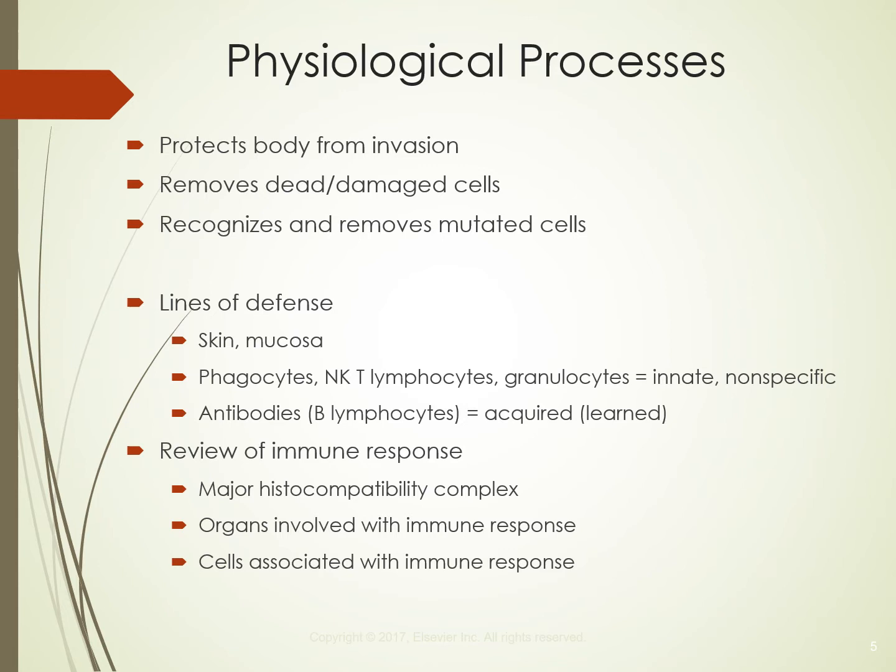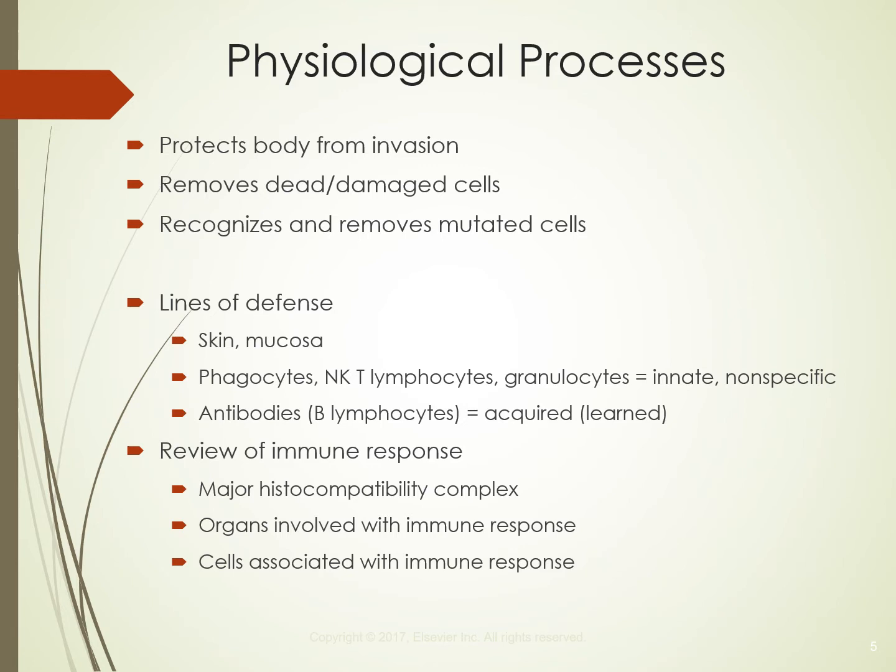To accomplish these functions, the immune system reacts with three lines of defense. The first line is the skin boundary surfaces, including mucous membranes, enzymes, natural microbial flora, and complement proteins. The second line of defense is accomplished by the activities of phagocytes, natural killer T cell lymphocytes, and granulocytes and macrophages, providing innate, nonspecific immunity.